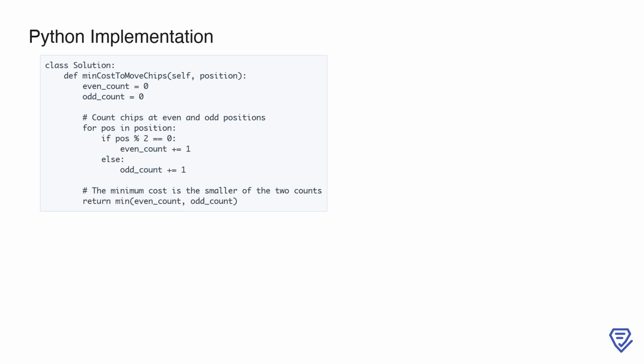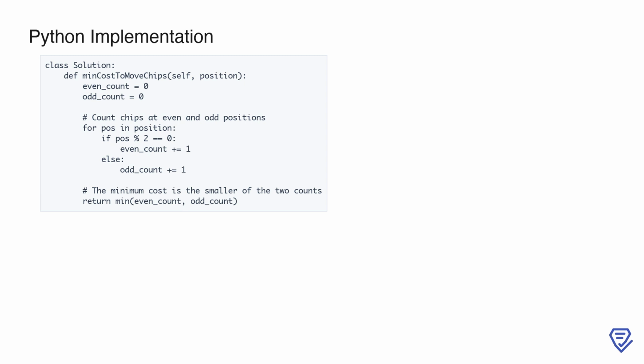The function minCostToMoveChips takes the list position, which represents the positions of the chips on the number line. It initializes two variables, even_count and odd_count, to 0. These variables are used to count how many chips are located at even positions and odd positions, respectively. The function then iterates through the position list. For each position, it checks whether the position is even, using the modulo operator pos % 2 == 0. If the position is even, it increments even_count, otherwise, it increments odd_count.